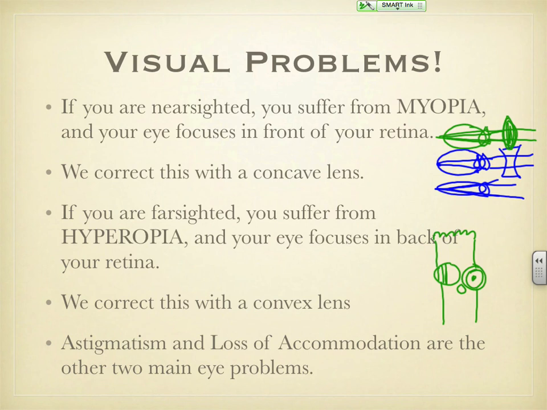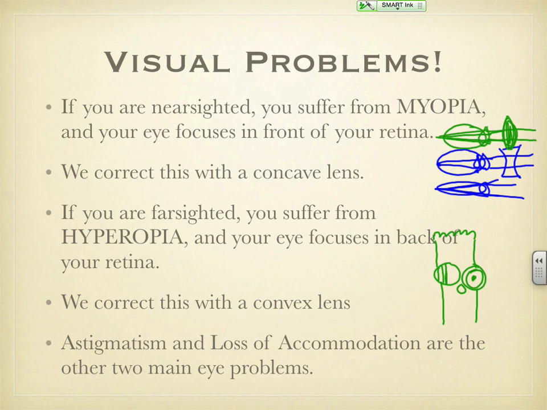Now, astigmatism is when your lens is not equally round, like it's fatter over here and skinnier here and here. And so we correct this by doing the opposite. Wherever your lens is skinnier, we put a fatter lens, and wherever it's fatter, we put a skinnier lens, and so it averages them out.